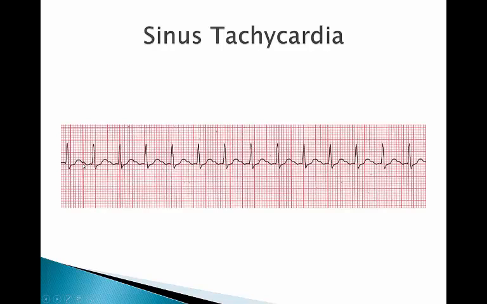But in this case, everything is normal. The R to R interval is regular. You've got a P wave in front of every QRS. You've got a narrow QRS and a T wave. So it meets all the criteria of normal sinus rhythm, except that it's too fast.